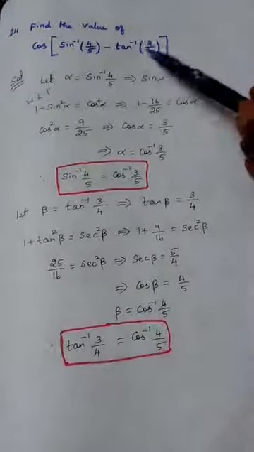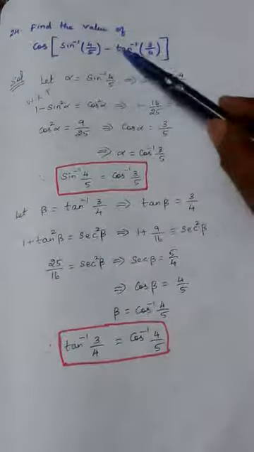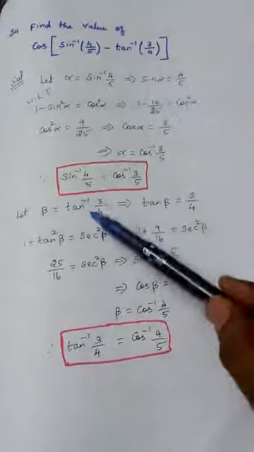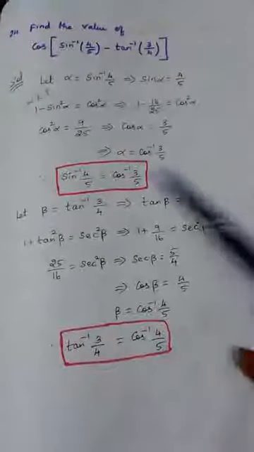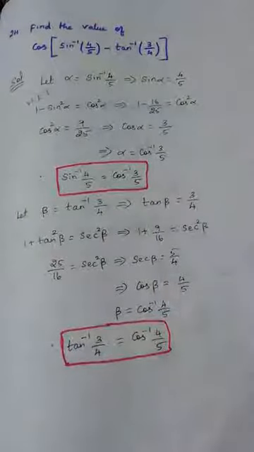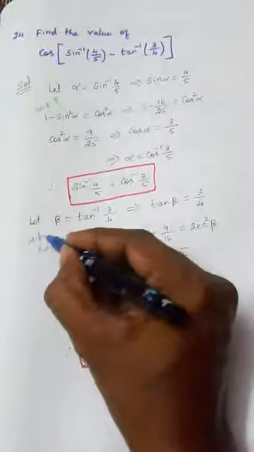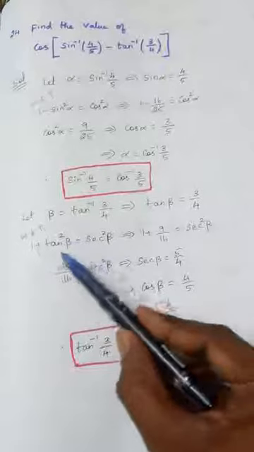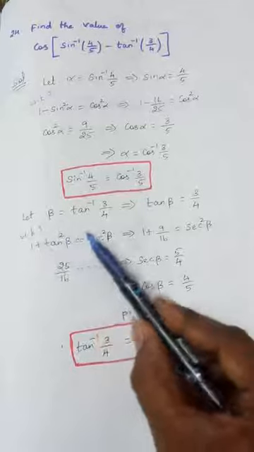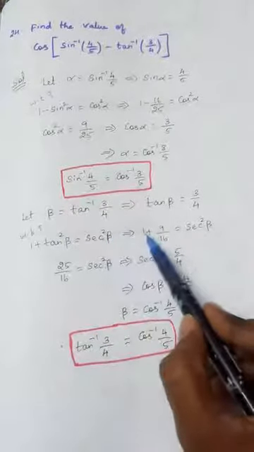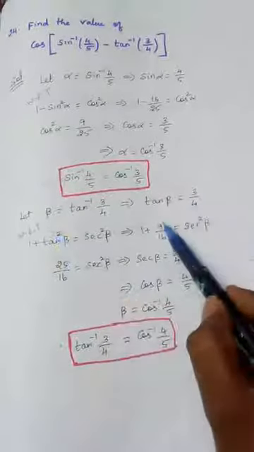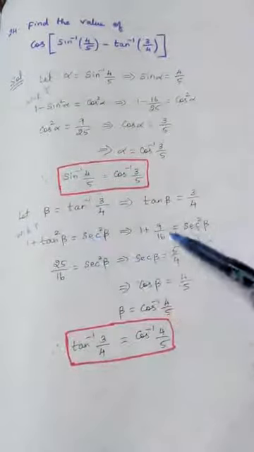What is our next aim? To convert this as a cos inverse function. So for tan inverse 3 by 4, we are giving a name. The name is beta. As usual, tan inverse taken to the other side, tan beta equals 3 by 4. Again, this is the trigonometric formula that we will use: 1 plus tan square beta equals secant square beta. This we know. 1 plus tan beta is 3 by 4, so tan square means squaring this, 1 plus 9 by 16 equals secant square beta.